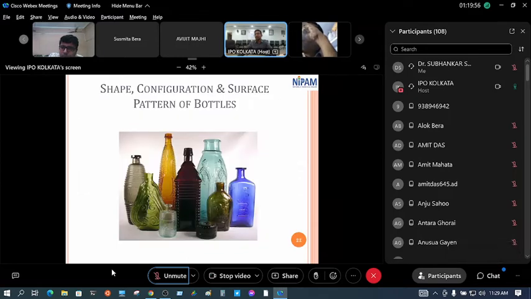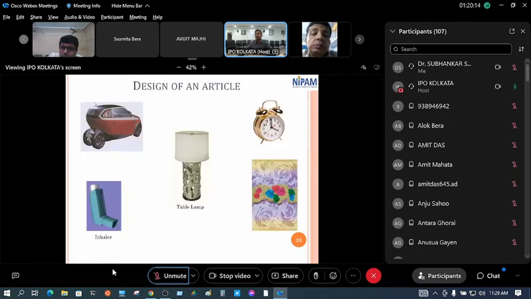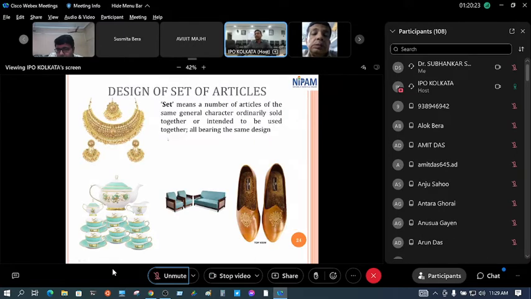So here you can see these are the bottles. The purpose of a bottle is to carry the liquid. But what makes every bottle different? The design of this bottle, the look of this bottle. So all this look and aesthetic feature of these bottles comes under design, which is an intellectual property right. These are some other designs of an artist, like this table lamp, inhalers, and these other designs you can see here. We have seen that the design for an article can be granted in a similar manner.